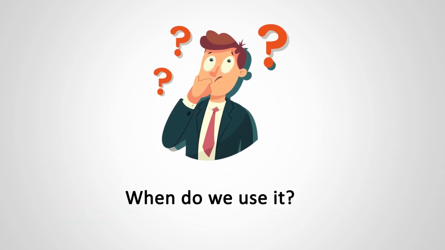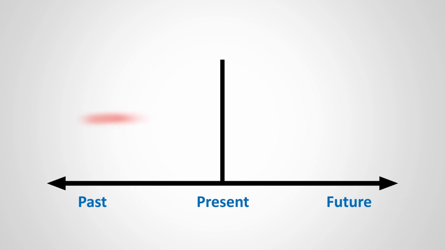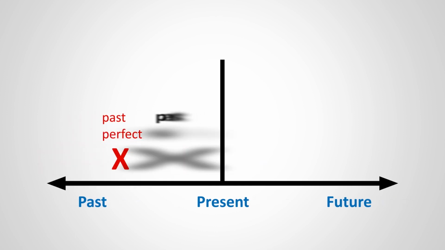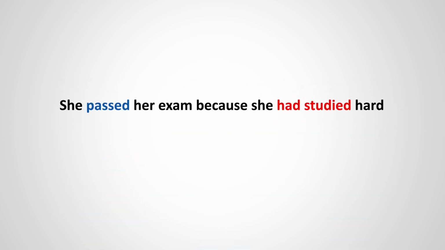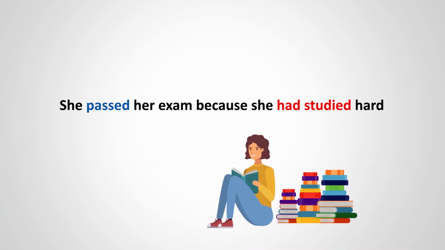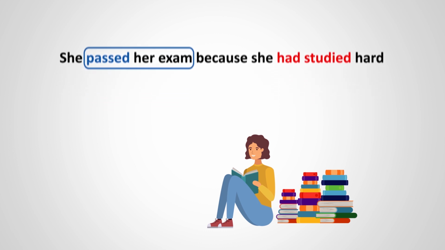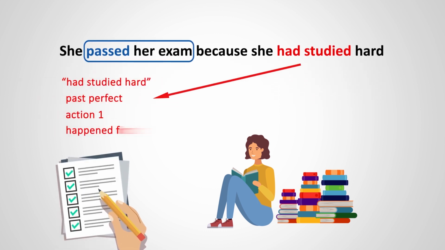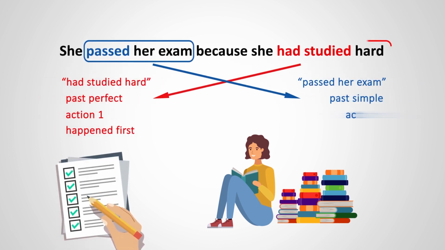When do we use it? We use it to describe an action that happened before a past simple action. For example, she passed her exam because she had studied hard. Passed the exam is the past simple event, but studied hard is the past perfect and happened before.